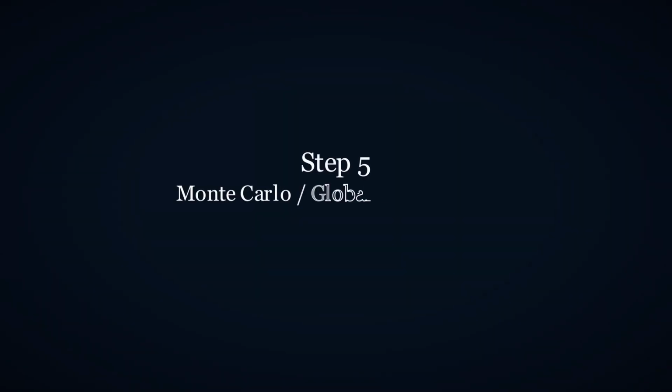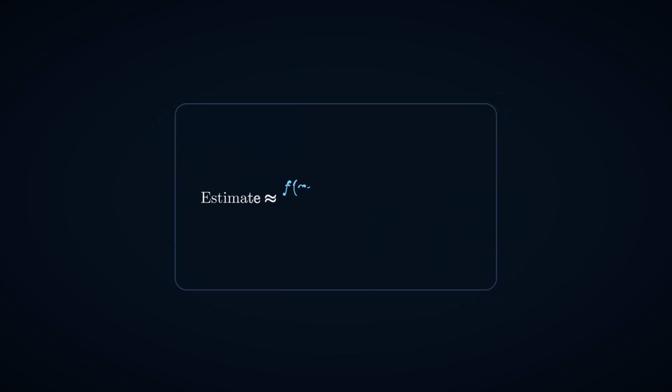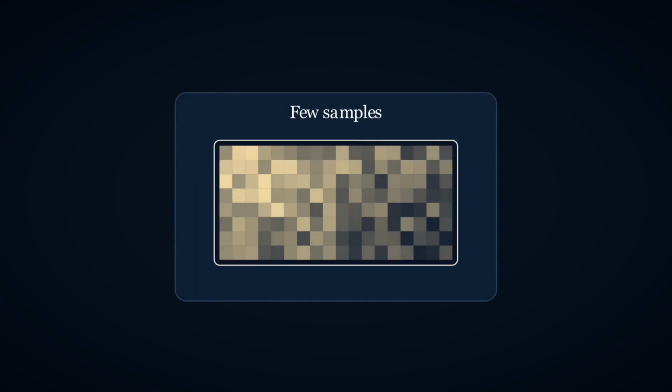Step 5 is global illumination with Monte Carlo sampling. Light can reach a surface directly, or bounce off another surface first. In a real scene, there are far too many bounce paths to compute exactly, so we sample a few random directions instead. Mathematically, we estimate the indirect light by averaging the samples: add the sampled values, then divide by the number of samples. Few samples look noisy. More samples make the estimate smoother, more stable, and way more realistic.